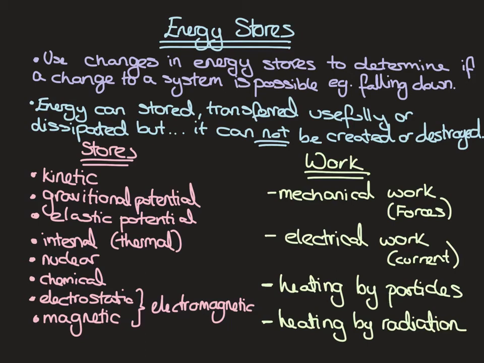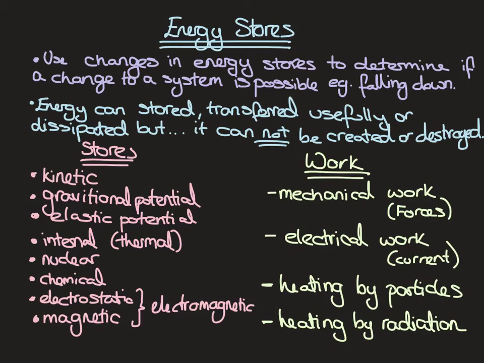Another way we can do work is that an electrical circuit can do work. An electrical circuit transfers energy from one store to another, and in this case the current is doing the work. And we saw in the electricity topic equations to calculate the work done by the current, because the electrical circuit is doing work, transferring energy from one store to another.